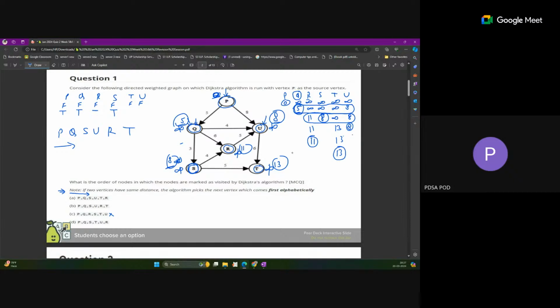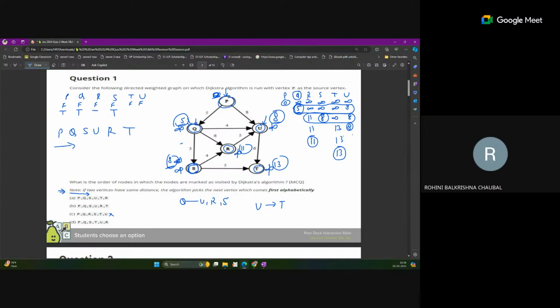So what are the adjacent vertices of Q where you can move? The adjacent vertices of Q are U, R and S, where you can move. But if you look from U, you can only move to T. Based on the direction, you can only move that way. Here we do not have to visit all the nodes.